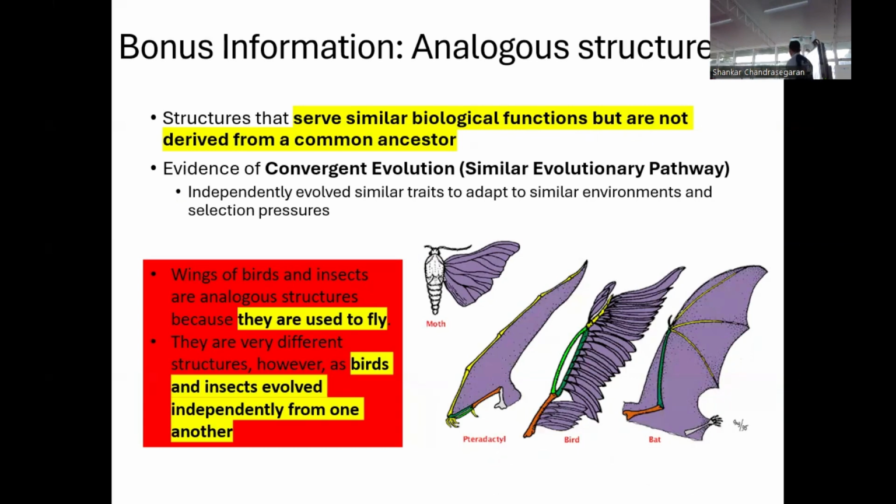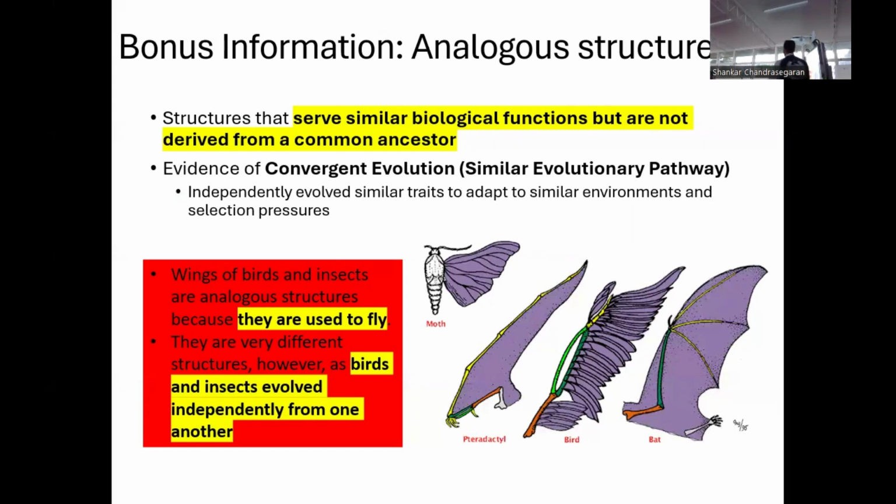For example, when we think about a moth, which is an insect that diverged from the main branch a long time ago, and then we have something like a bird or a bat. Bats are mammals, and yet they all have the trait of being able to fly. Why? It's basically evidence of convergent evolution.